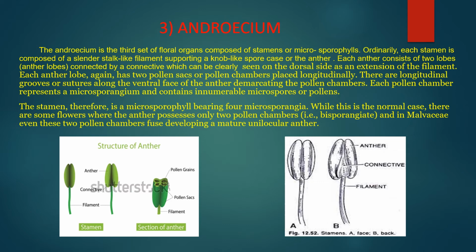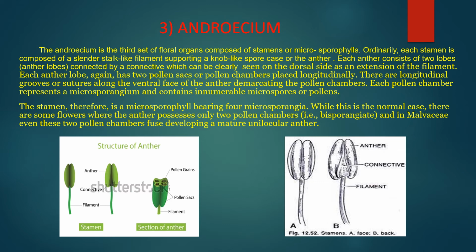demarcating the pollen chamber. Each pollen chamber represents a microsporangium and contains innumerable microspores or pollen grains. You can see these are the pollen grains and these are the pollen sacs. The stamen therefore is a microsporophyll bearing 4 microsporangia.